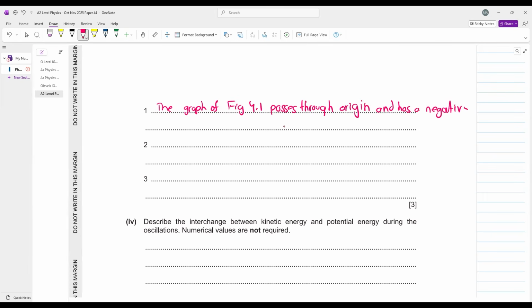Negative gradient, indicating the motion of the object is simple harmonic.